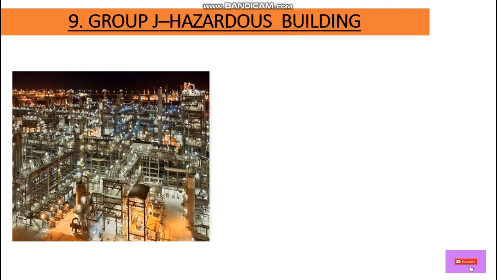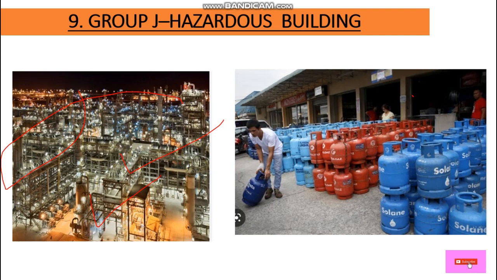Okay, so this is an example. This is a gas power plant. Okay, refinery power plants. So these buildings are called hazardous buildings. Gas storage is also called a hazardous building. So these are the types of buildings. Accordingly, we have to design the MEP services or other services. That's why we have to know which kind of building we are going to design for. Okay, so I hope you understand basically what the types of buildings are.